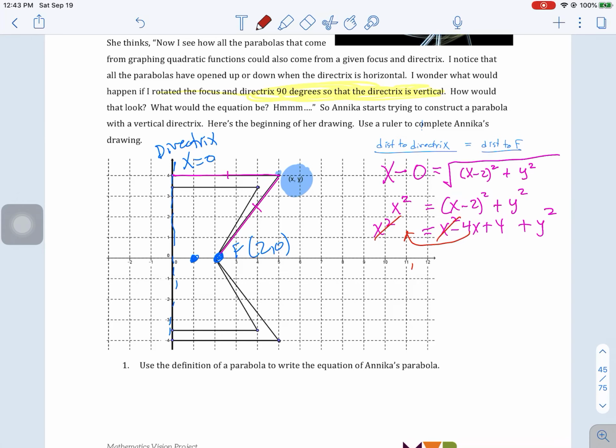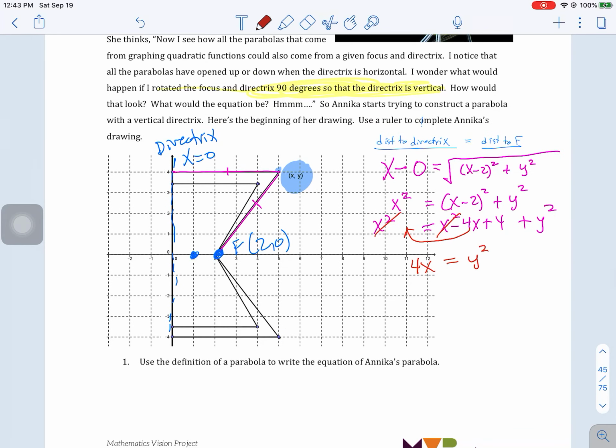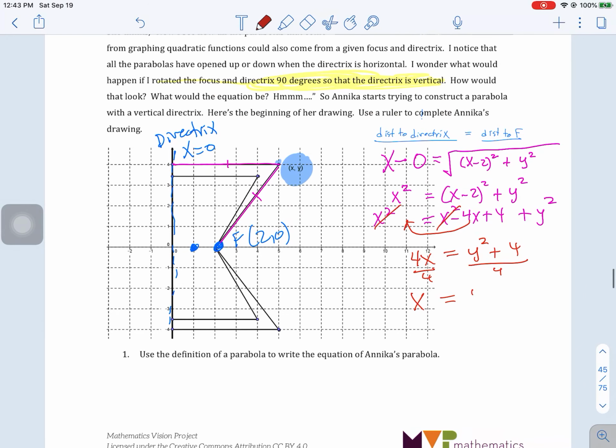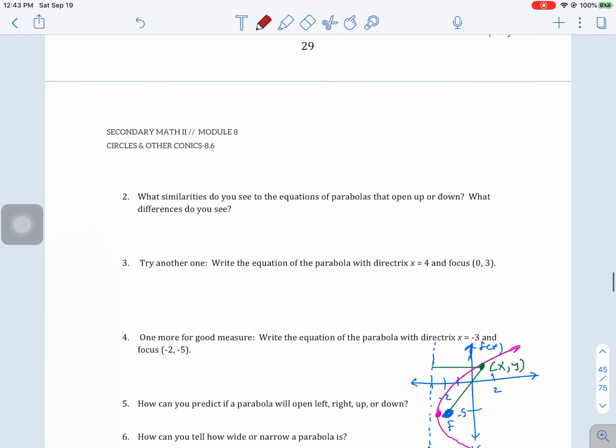So now I've got an equation. 4x equals y squared plus 4. Now, if we divide both sides by 4, we can write it in standard form here, which is x equals y squared over 4 plus 1. Okay, so that is the equation for a horizontal parabola as opposed to vertical. First time we've really done that.